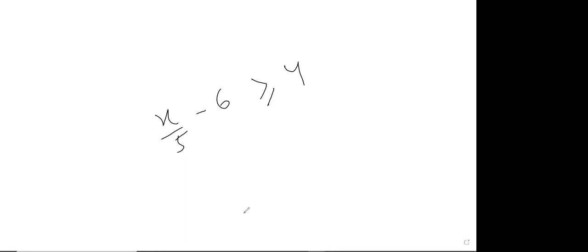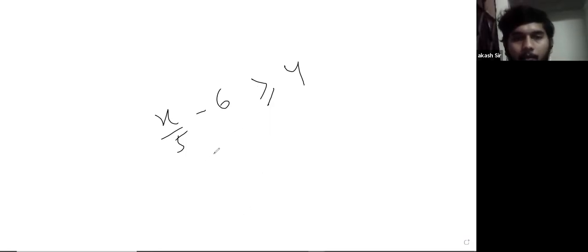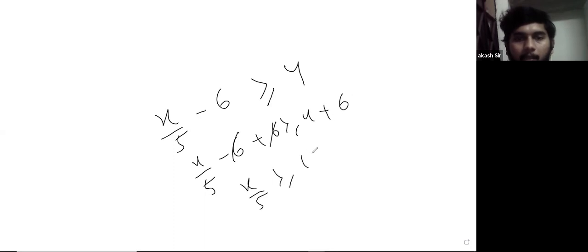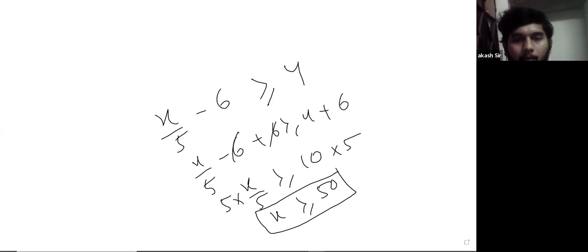So let me solve it. We'll be adding 6 on both sides, right? So this is cancelled. X upon 5 is greater than 10. We can multiply 5 on both sides. This will be this, right? Everyone got it? Now let's try another question. Try this one.